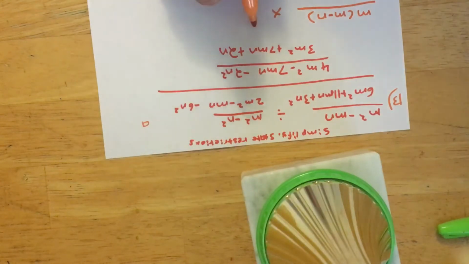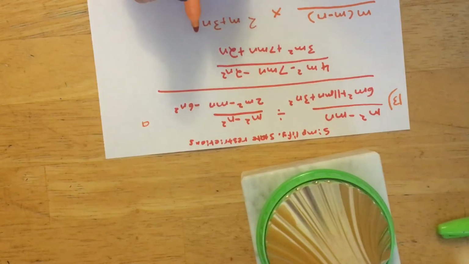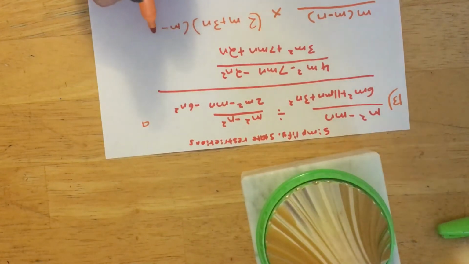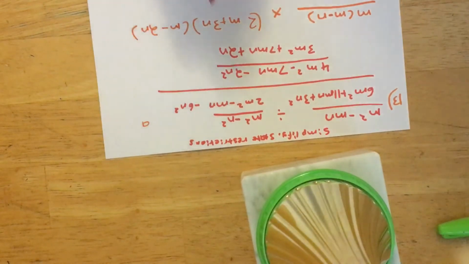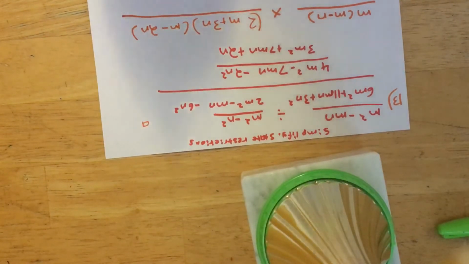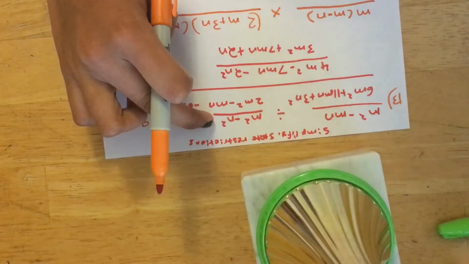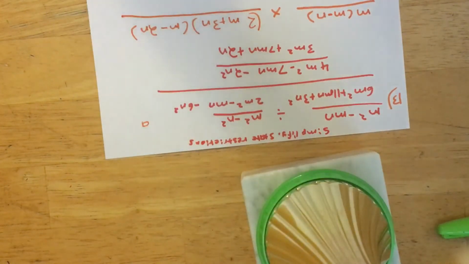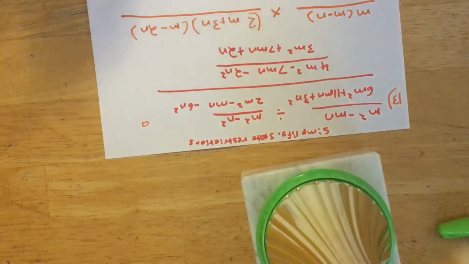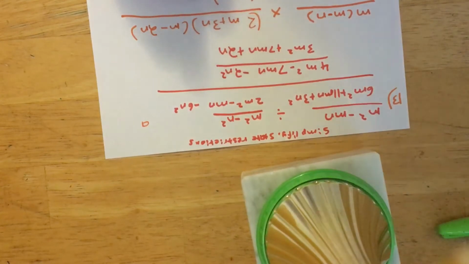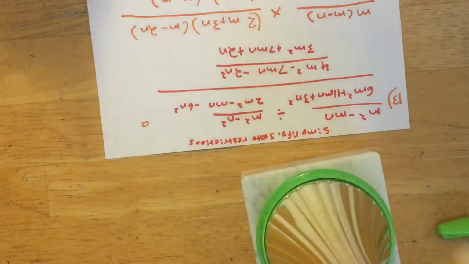So now that you have the 2m squared minus mn minus 6n squared on top, that's basically going to get factored into 2m plus 3n inside brackets and m minus 2n. And then on the bottom you have what was on the top, m squared minus n squared. And that is a difference of squares. So that is going to be m plus n and m minus n. The order doesn't really matter if you switch those two around.